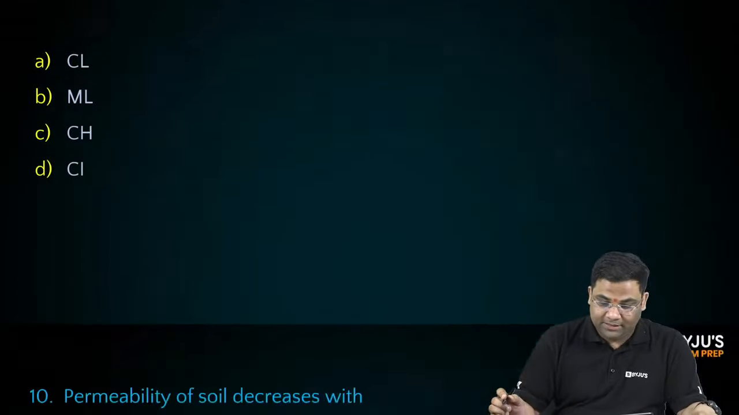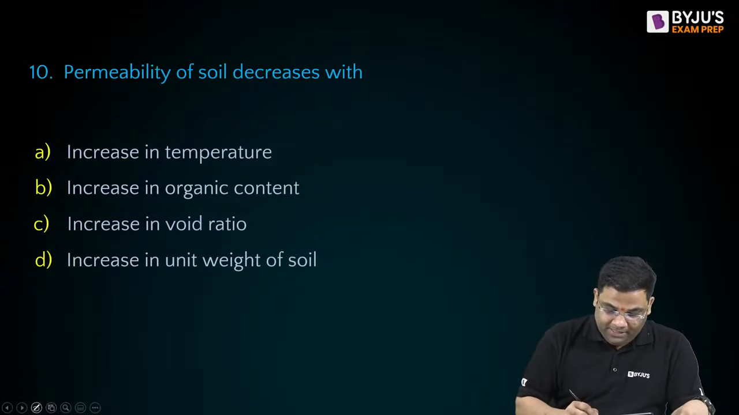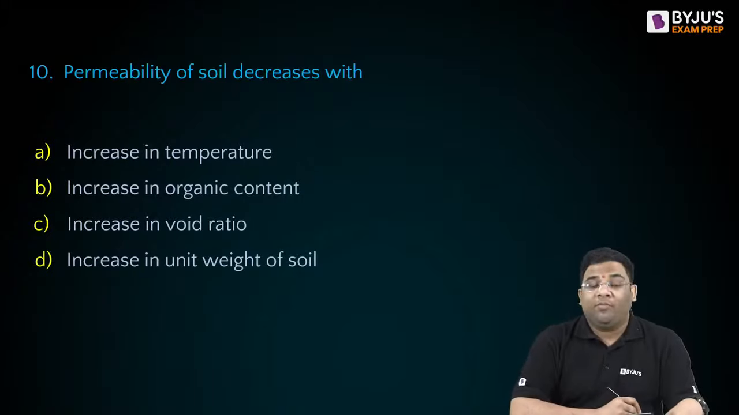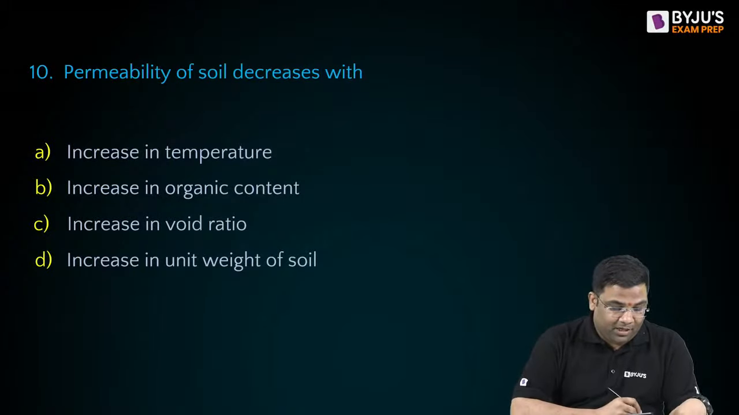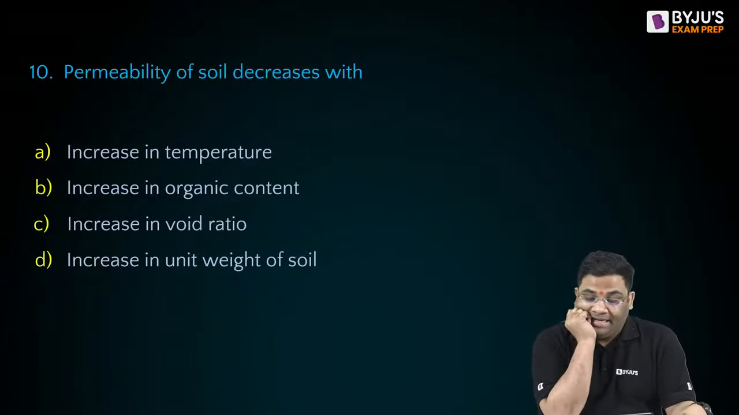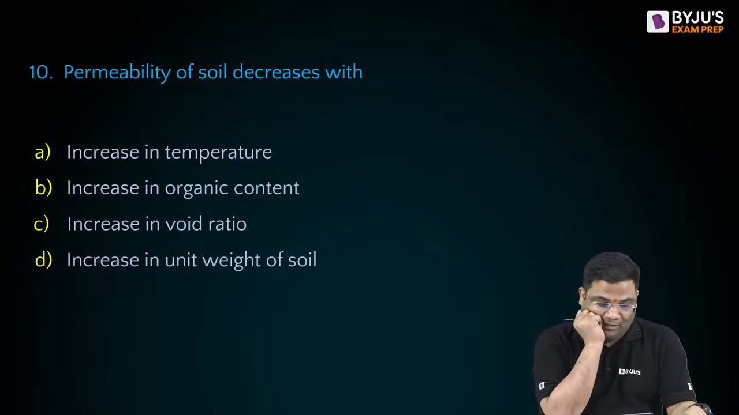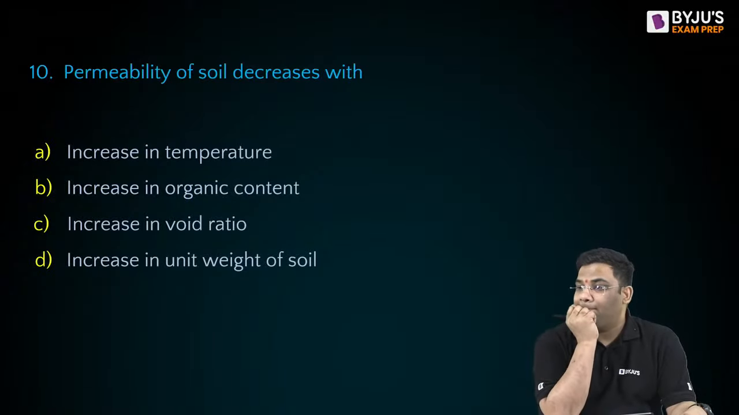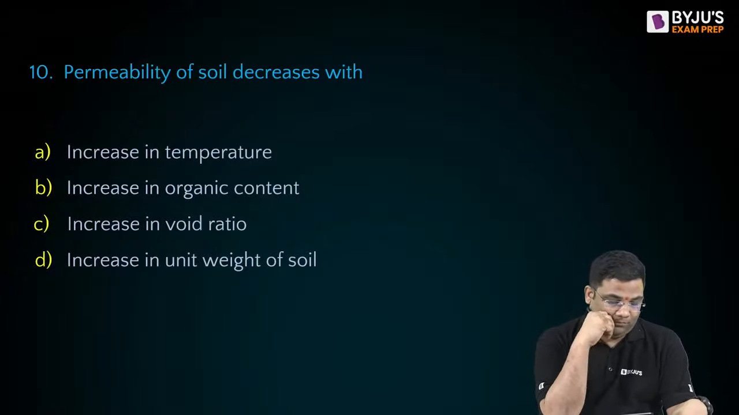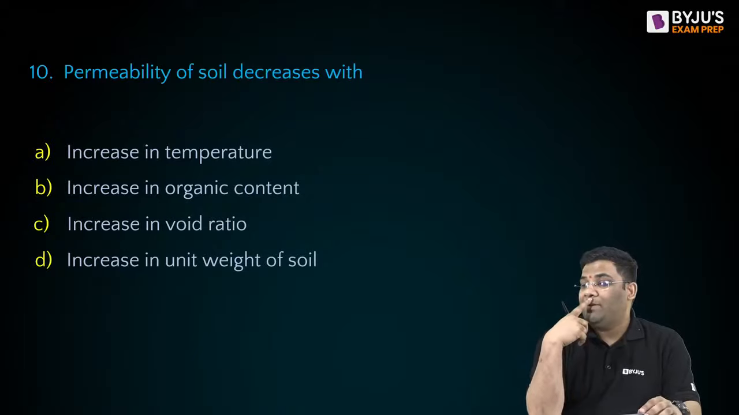The next question is on permeability of the soil. So we have come to permeability now. Permeability of the soil decreases with increase in temperature, increase in organic content, increase in void ratio, or increase in unit weight of soil. What is the answer? It's an objective question from permeability.